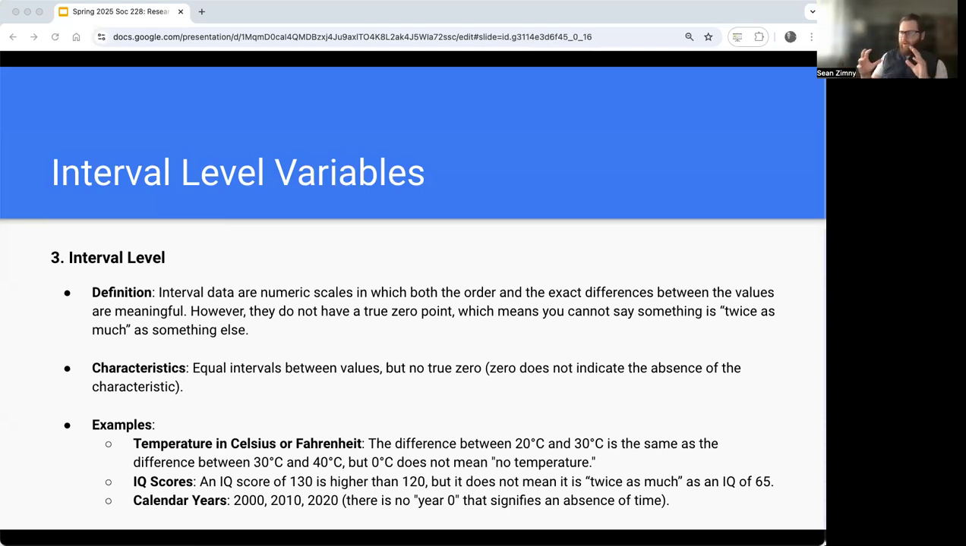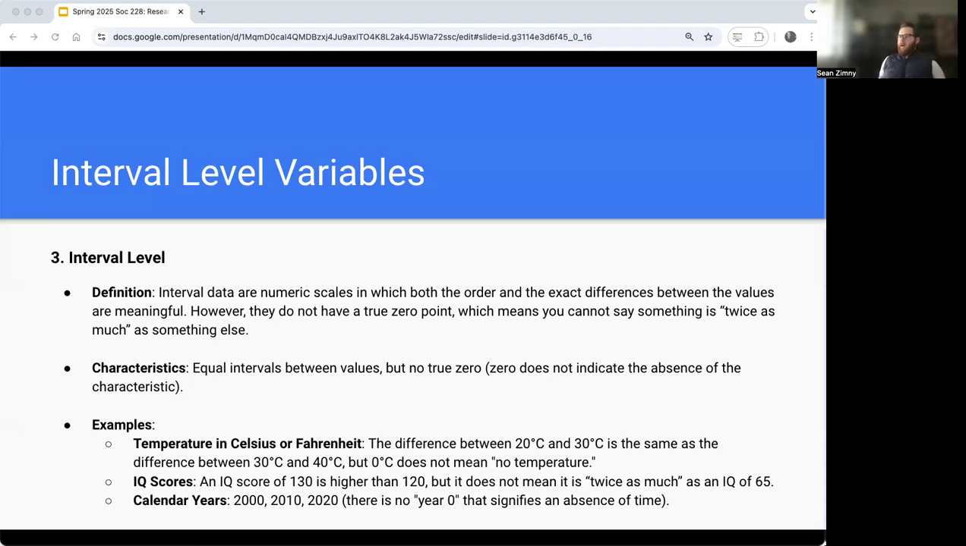So in interval level variables, there is no true nothing. There's no true 0. Now that's in Celsius and Fahrenheit. Now, if you took the Kelvin scale, for instance, if anyone's ever heard the Kelvin scale, absolute 0 is the lowest temperature imaginable, is the lowest temperature possible. So there is an absolute 0 point in Kelvin, but not in, say, Celsius or Fahrenheit.